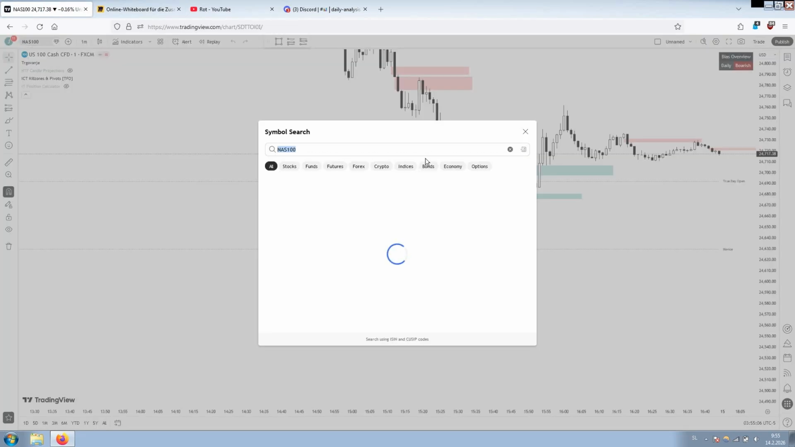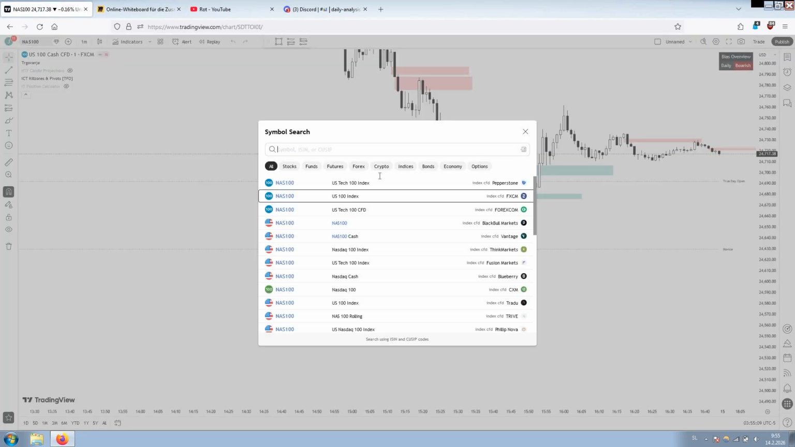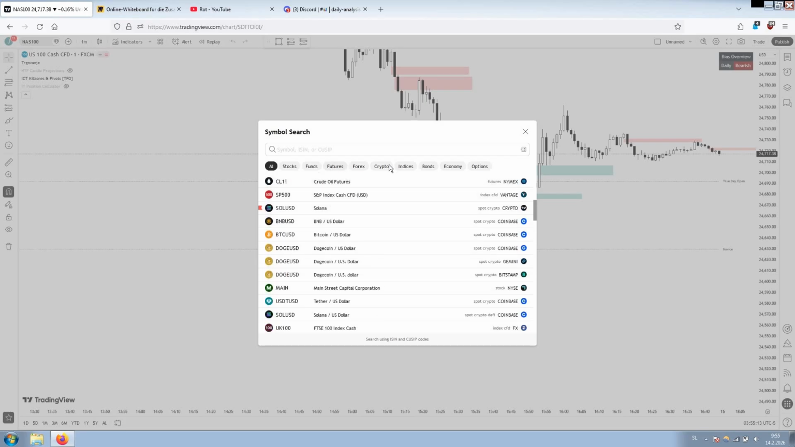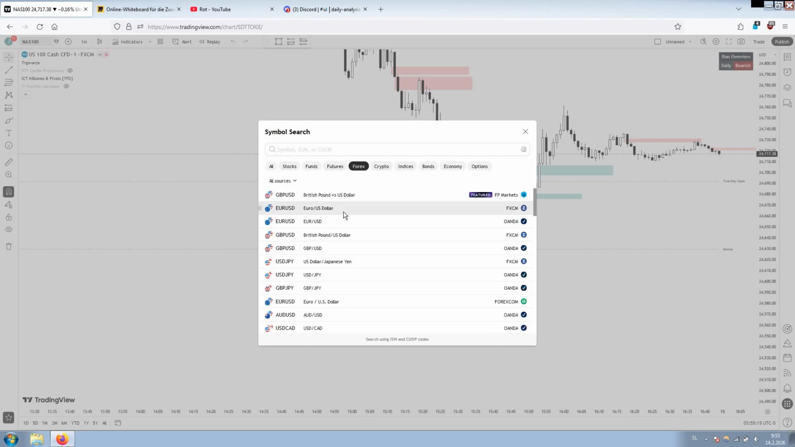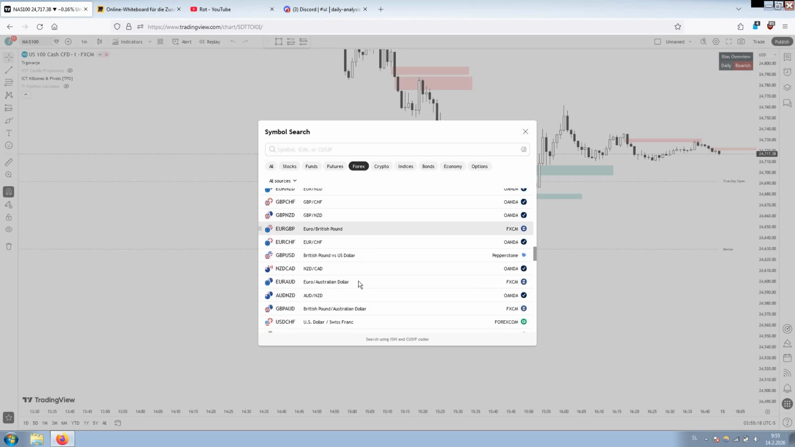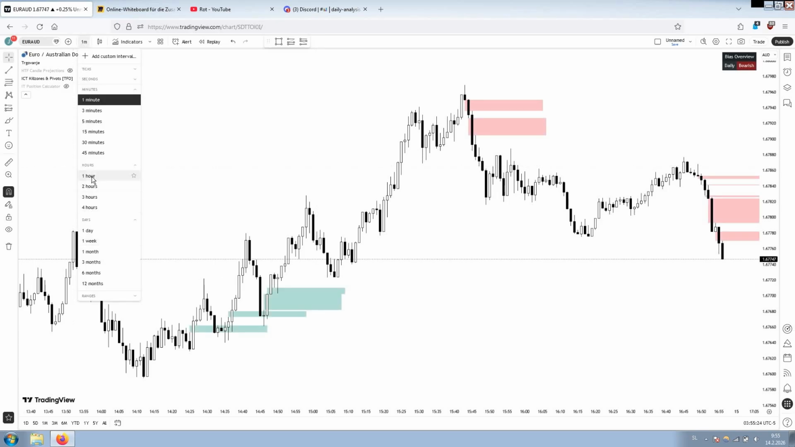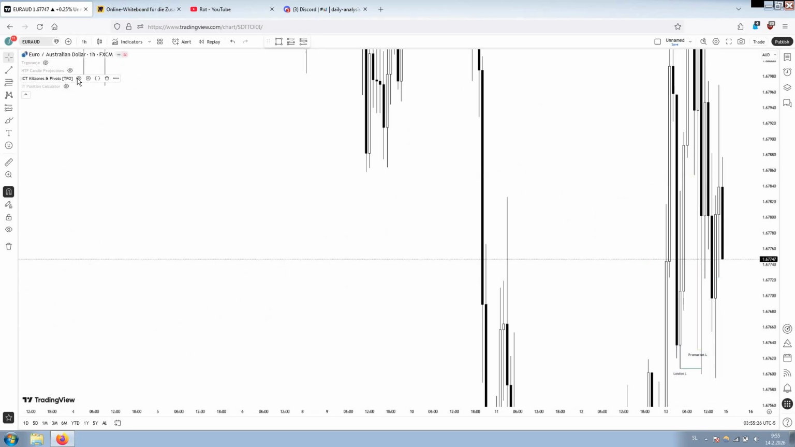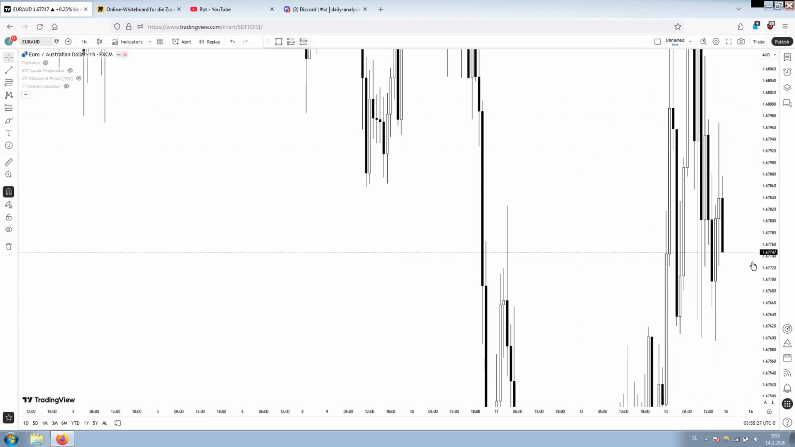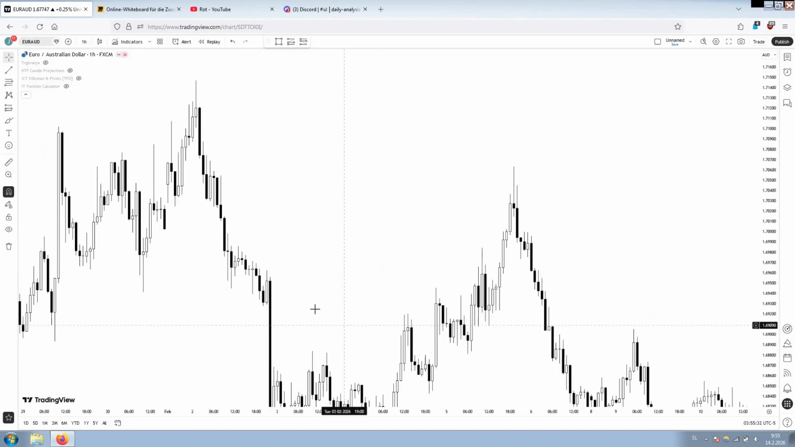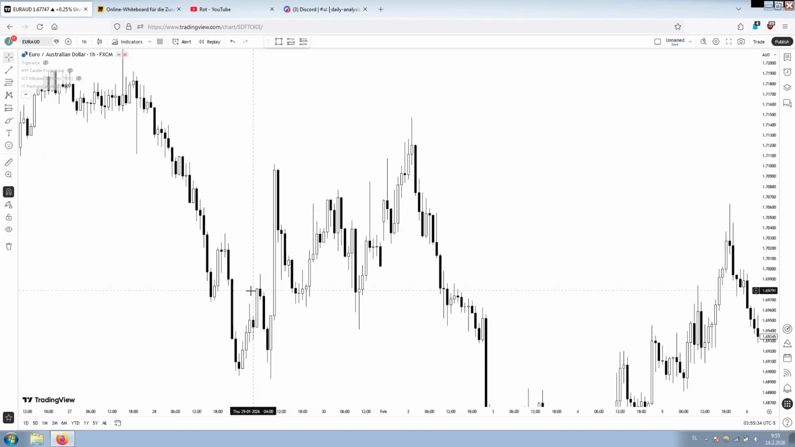Let's choose one random asset. Let's see what we have. Let's choose one Forex, euro against Australian dollar. Let's go to that one. Let's go to the 1 hour chart. Let's hide all of the indicators. And let us now try to identify breaks of structure.